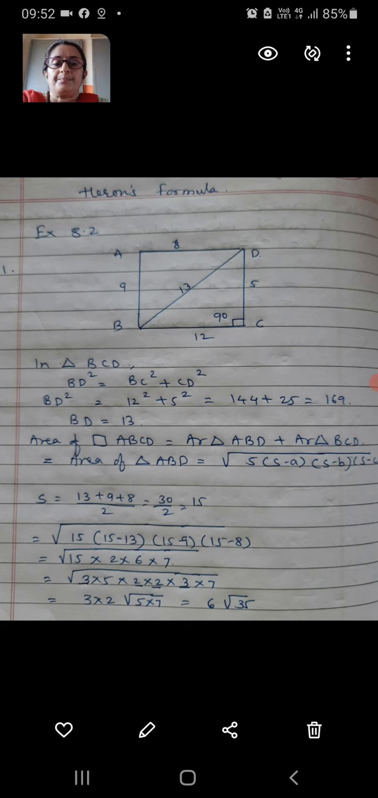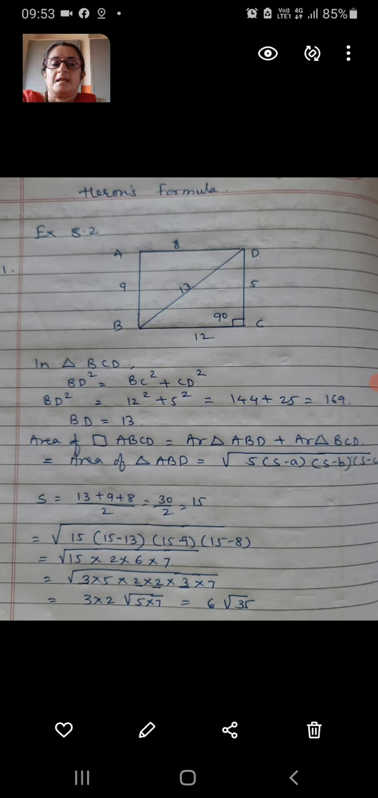Now let us take first one triangle, that is BCD. In BCD 12 and 5 is given and BD is not given. So we'll find out BD first using Pythagoras. So BD square is BC square plus CD square. So you'll get BD as 13. Now that 13 we are going to find out the area. Now area of quadrilateral ABCD is area of triangle ABD plus area of triangle BCD. So we'll find out triangle ABD's area first.